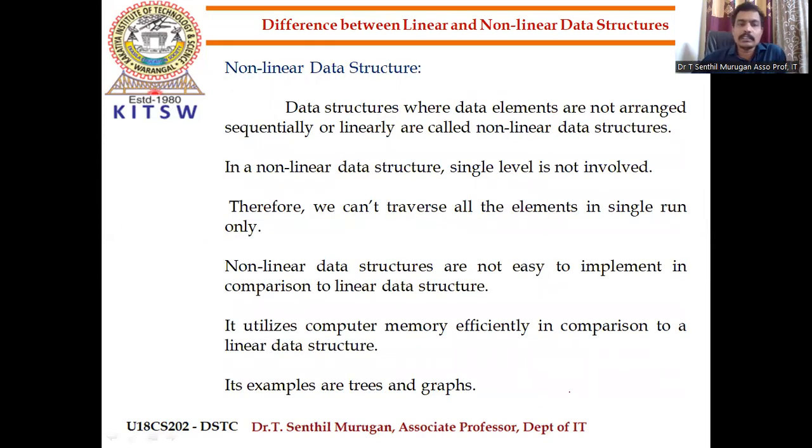What is a non-linear data structure? It is not arranged sequentially. First, it is not in a continuous or sequential manner. Wherever the space is available, accordingly it will be placed. The main examples for this are trees and graphs.